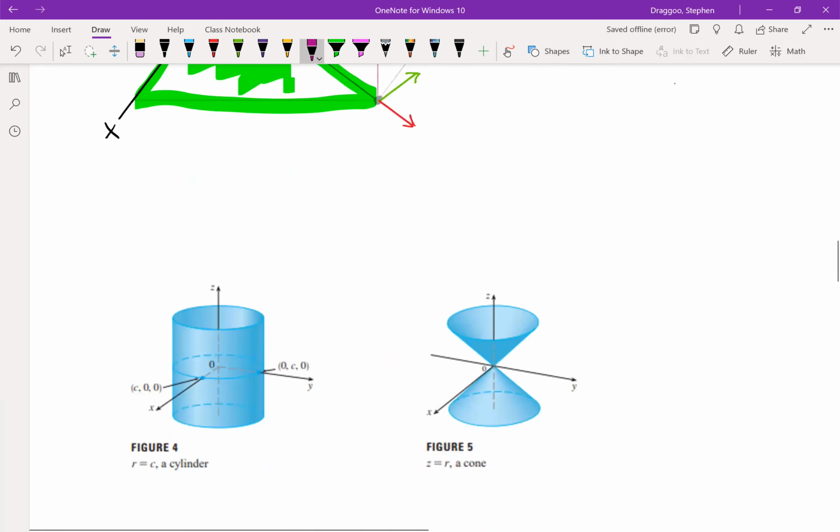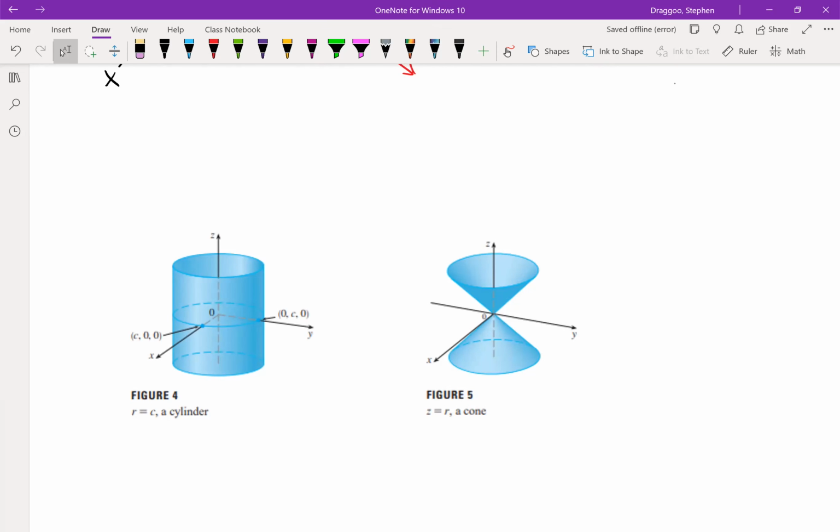We'll look at a couple of examples of what some basic shapes look like in cylindrical coordinates. If we have the function r equals a constant number, that's going to be a cylinder. Whereas in polar coordinates, r equals a constant number is just a circle with a radius of whatever that number is. So r equals c would be the radius. But now it's a cylinder because the z coordinate lets it extend up and down. And if we have the equation z equals r, we end up with the equation for a cone. Z equals r is a cone.